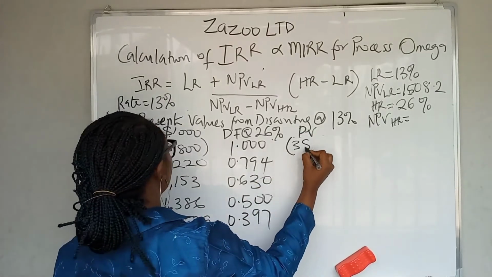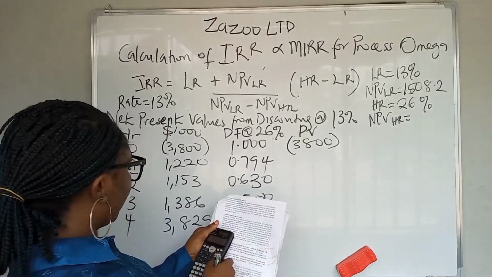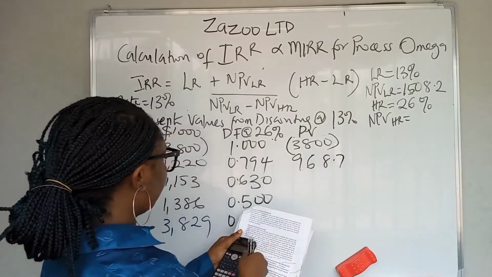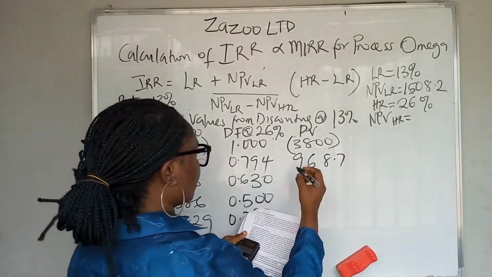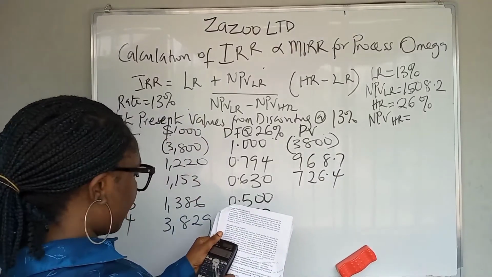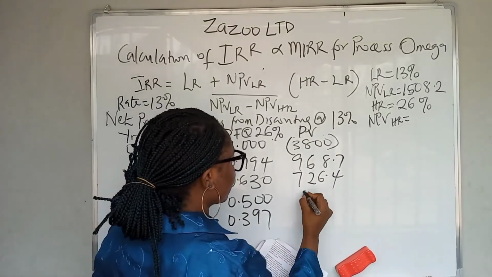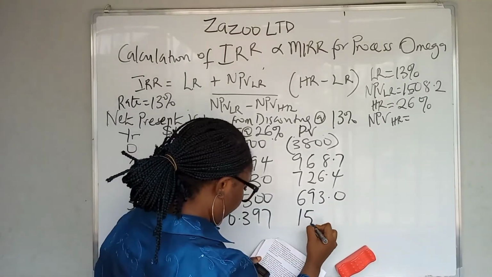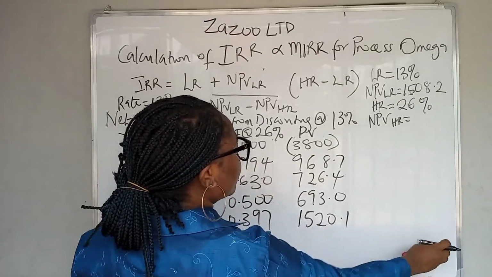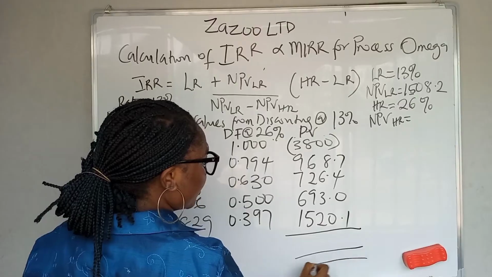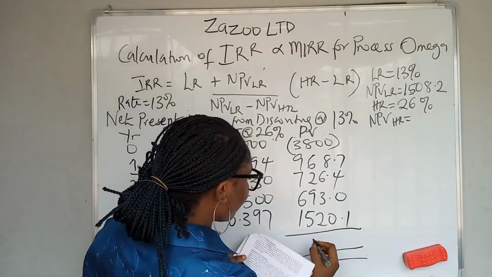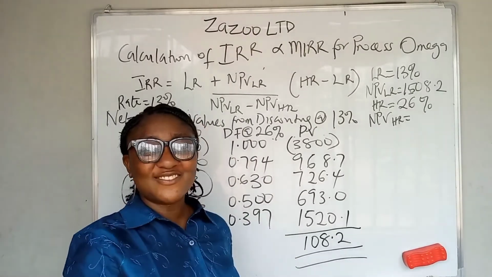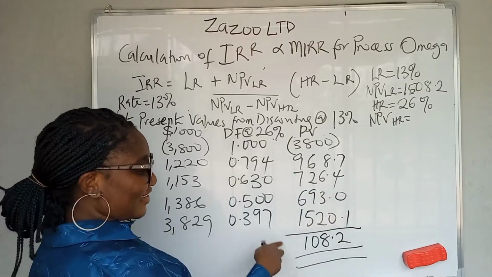Of course, in year 0 it will still remain at 3,800. In year 1 it will be 1220 multiplied by 0.794, that's 968.7. 1153 multiplied by 0.630, that's 726.4. 1386 multiplied by 0.5, that's 693.0. 3829 multiplied by 0.397, that's 1520.1. So we sum the PVs to get our NPV. Our NPV here is 108.2.